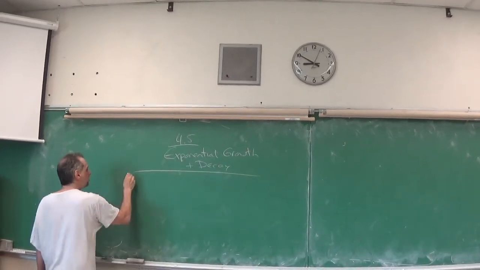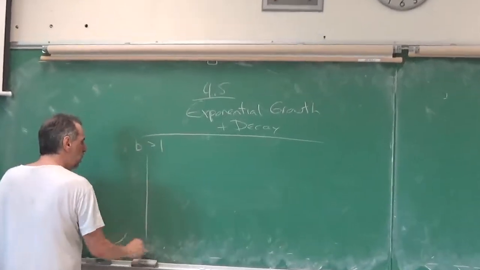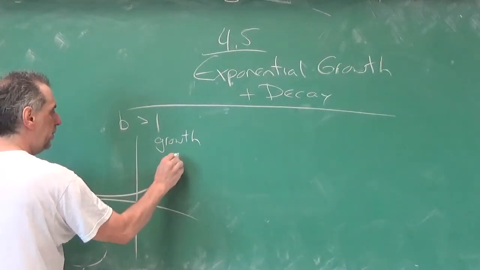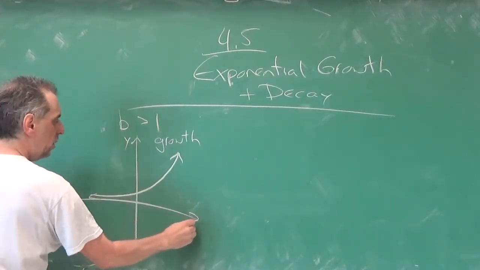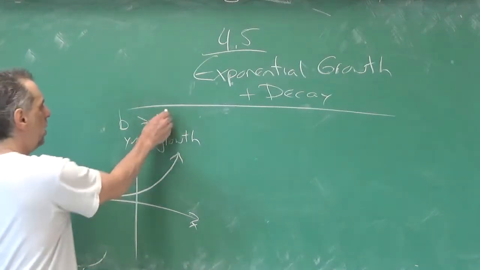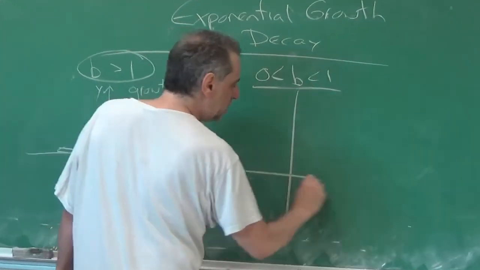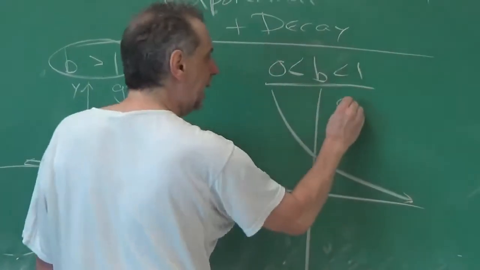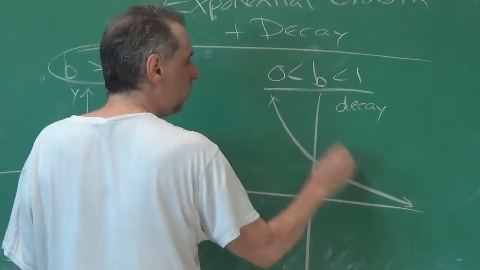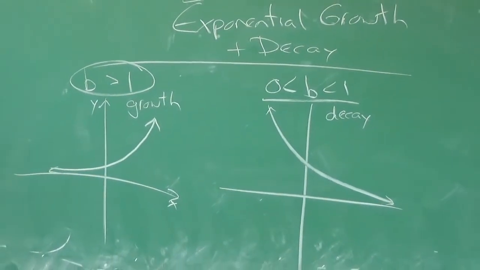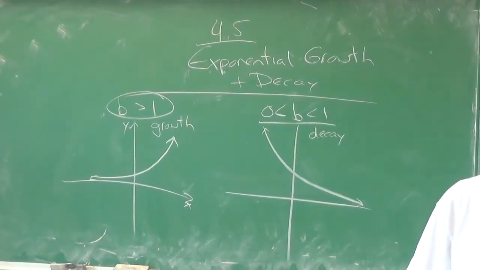We said when b was greater than 1, we had exponential growth. And that looked like this, where the function was growing as x grew. And then we had b between 0 and 1, and that was the case where we had exponential decay. And we talked about these two graphs, their domains, their range, how they're inverses of one another, and all of that fun stuff. So what we want to do now is apply this to exponential growth and decay.